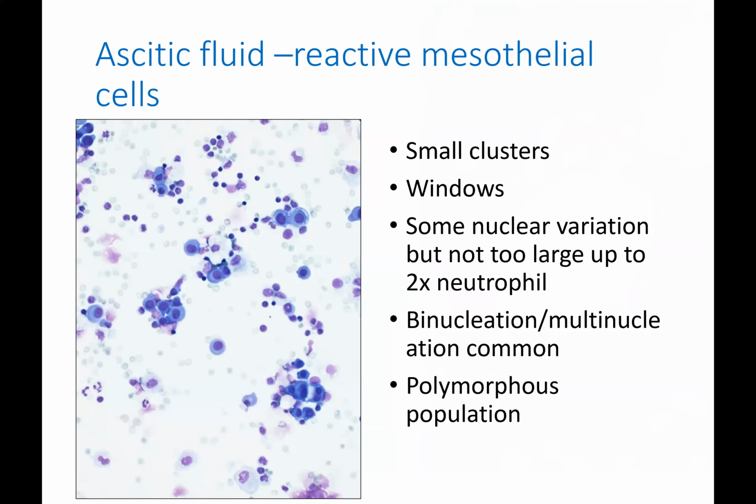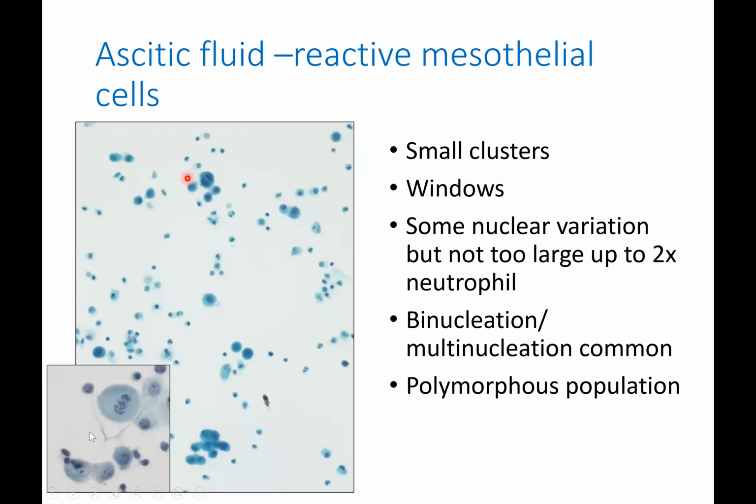Benign mesothelial cells in ascitic fluid, however, look different to those in the washings and can present pitfalls, particularly in reactive effusions. Reactive effusions can be cellular, but they should not really be supercellular. Often the clusters are quite small and the windows between the mesothelial cells obvious. There may be some nuclear variation, but the nuclei should not be too large and probably no more than 2 times the size of a neutrophil.